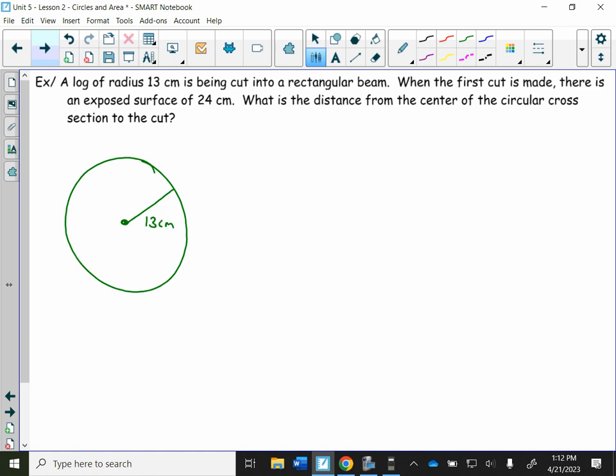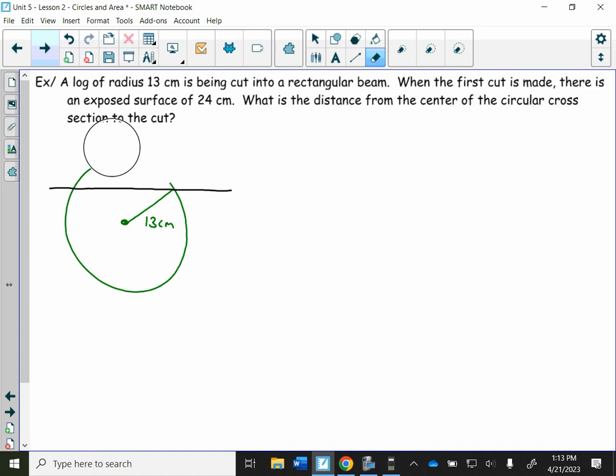It's being cut into a rectangular beam. When the first cut is made, there is an exposed surface of 24 centimeters. So what that means is we're going to cut some of this off. We're going to go along with the saw and go, cut that part off. And so let's erase this part here. It's gone, got cut off. And I have exposed surface. We can get rid of these pieces too. We don't need them.